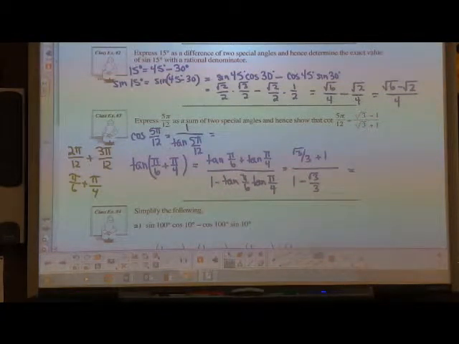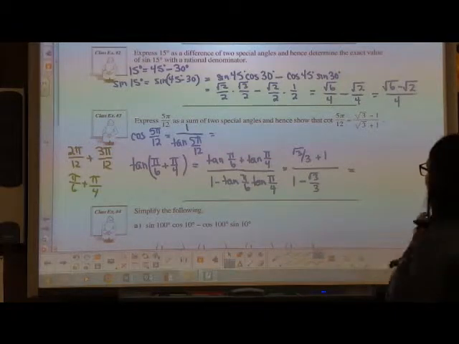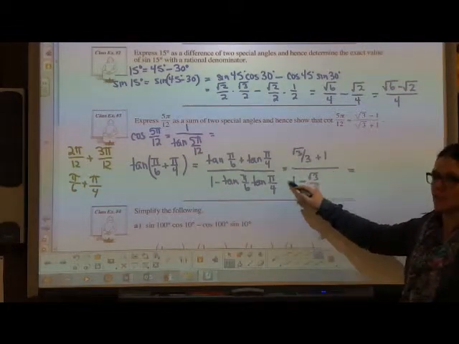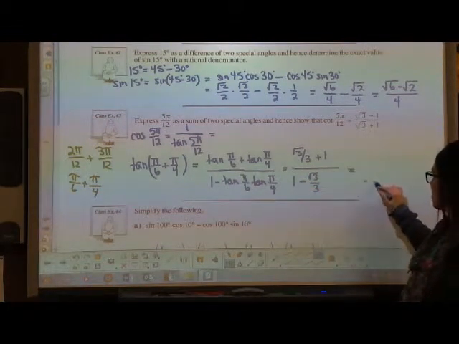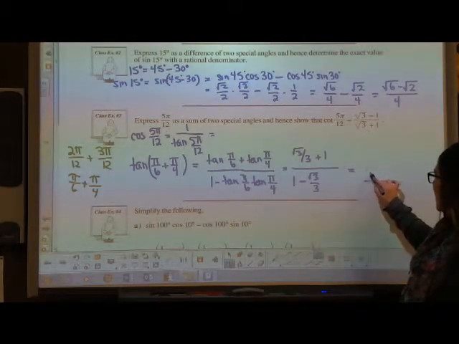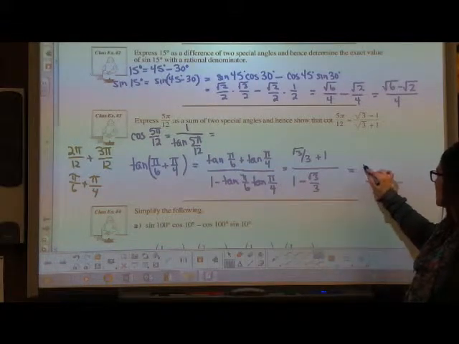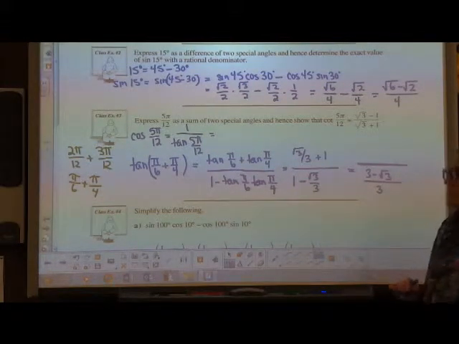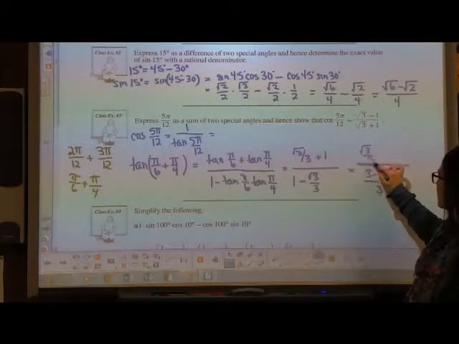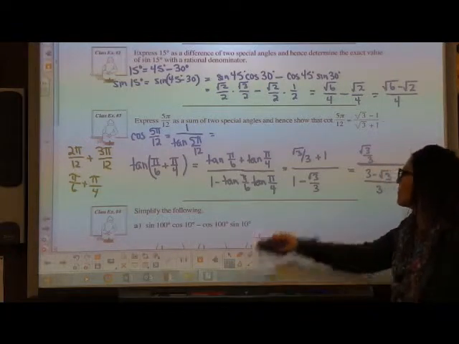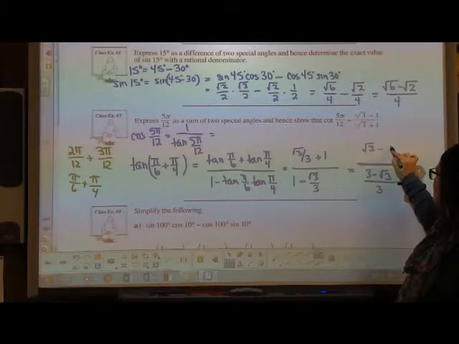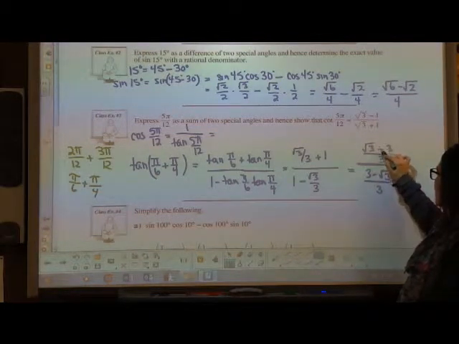So what I'm going to do now is combine this and write it as an expression, so use a common denominator. My common denominator would be 3, and I would get 3 minus root 3 over 3, and then this one would end up being root 3 plus 3 over 3. There we go.